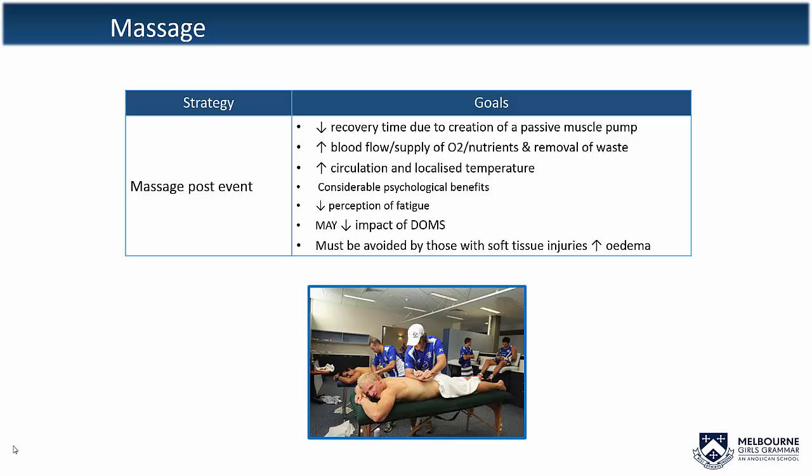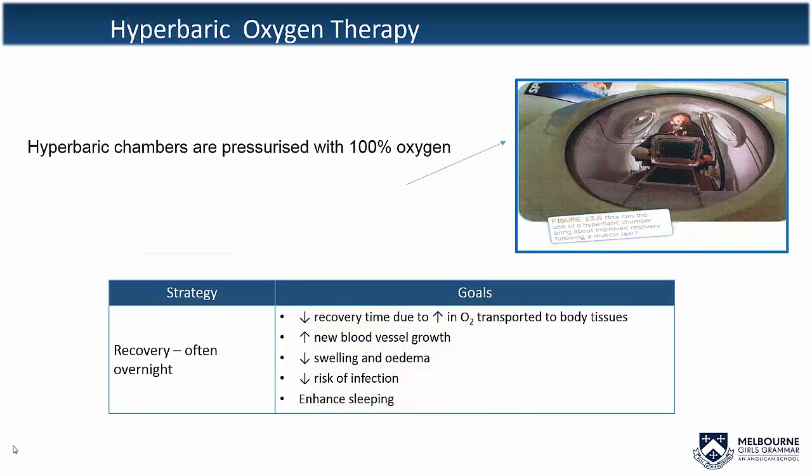Definitely needs to be avoided by those with soft tissue injuries. So anything that increases blood flow to a site needs to be avoided by soft tissue injuries. But it can really help with the impact of delayed onset muscle soreness. Largely, there's psychological benefits for massage, and there's different types of massage that you can have post-event. You can also have one prior to an event, but we really talk about it with regard to recovery. So lots of points. You need to know about each of those points there and who would use it and who wouldn't use it, so be able to prescribe it.